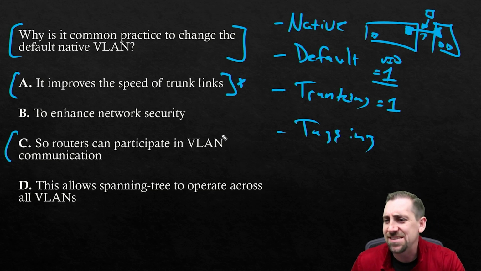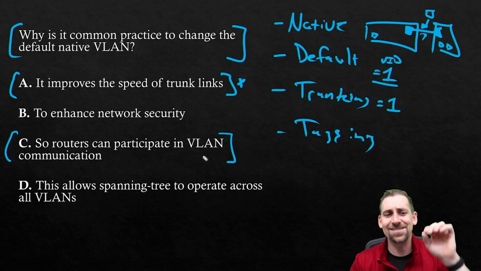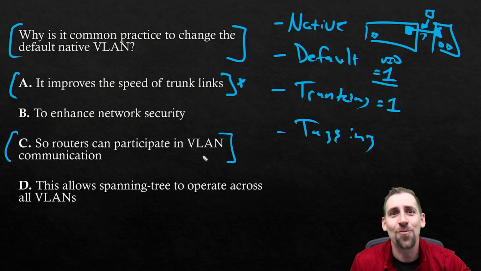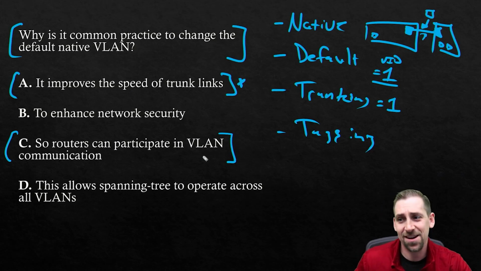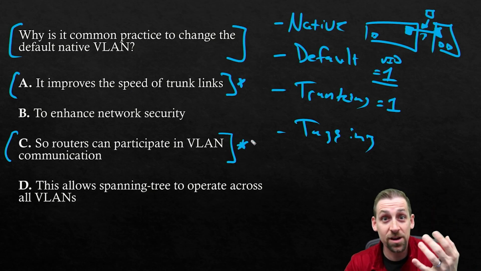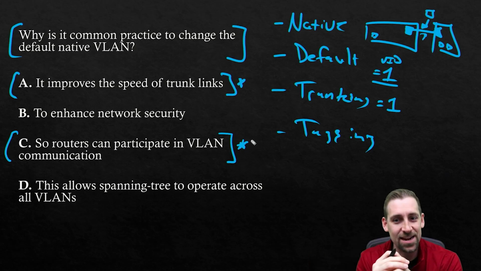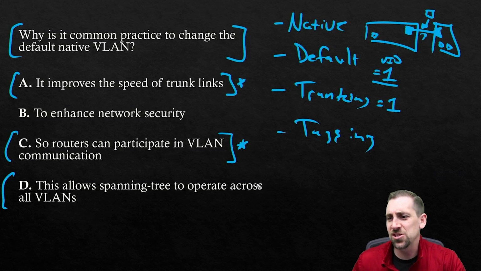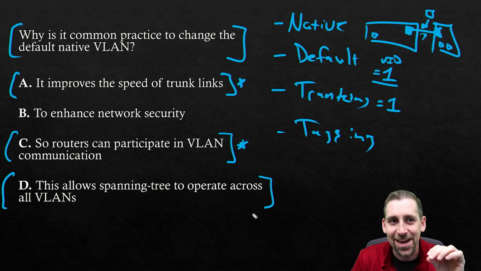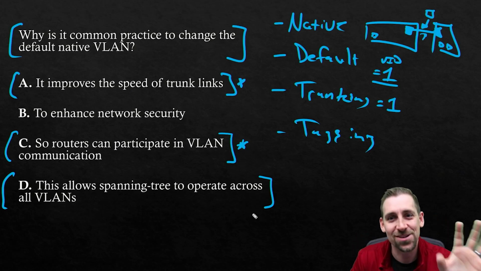So routers can participate in VLAN communication. Changing the default native VLAN has no effect on routers being able to conduct basically inter-VLAN routing in this case, or the switch being able to conduct inter-VLAN routing. This is not correct either. They're trying to show you topics that are associated with VLAN segmentation, inter-VLAN routing, but that are not answering this question in any way. And then finally, this allows spanning tree to operate across all of the VLANs. The default native VLAN change has nothing to do with spanning tree. All of the information that I have given you here does not associate with spanning tree in any way.